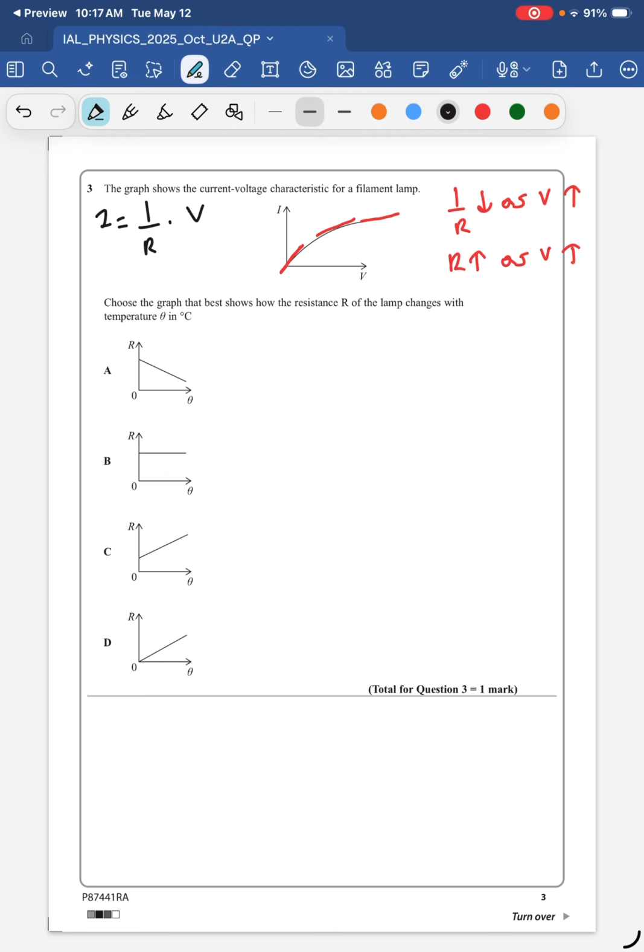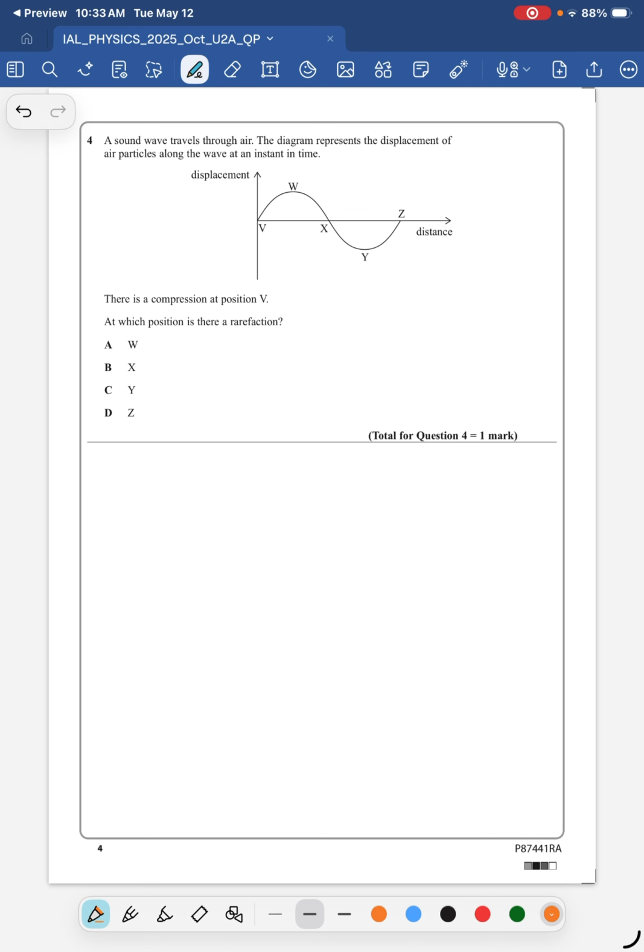So, if you're back from the pause, the correct answer is actually C. Okay, and the reason is that R is not 0 if temperature is 0. Okay, so C is the correct answer. And again, you have to be careful with the gradient because here the gradient is 1 over R. So 1 over R decreases as V increases, which means that R actually increases as the voltage increases. And an increase in voltage, again, means an increase in temperature. Okay, moving on.